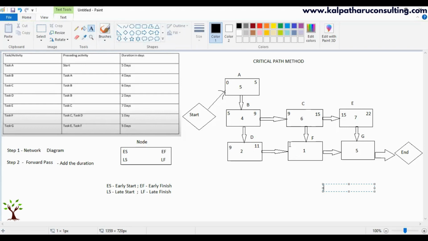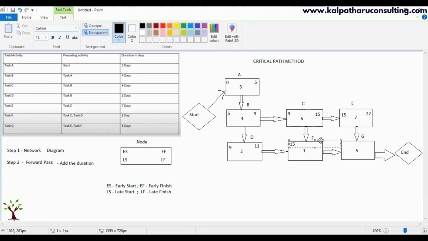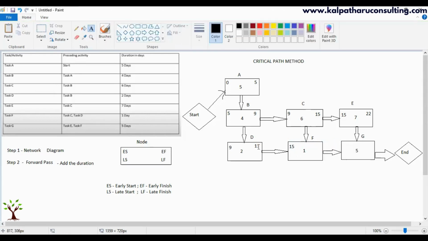So 15th. When two activities merge or converge into one activity, we are going to take the highest number. Between 11 and 15, we will take the highest number as 15. The logic is both activities have to be completed. Only then can we start F.